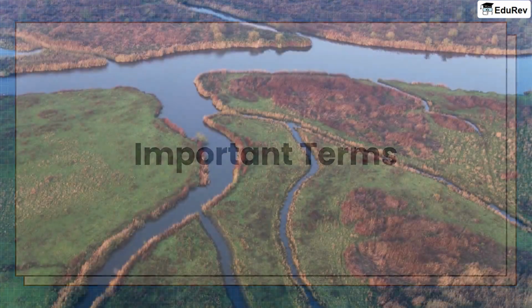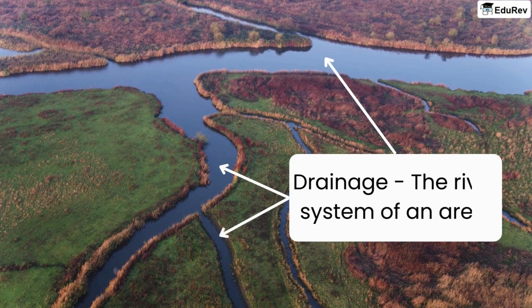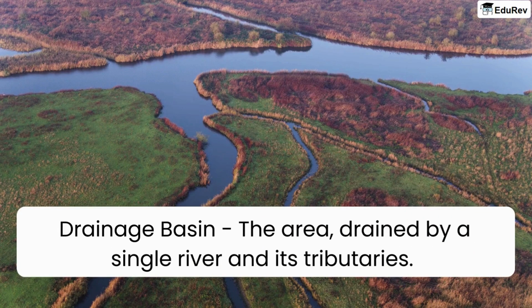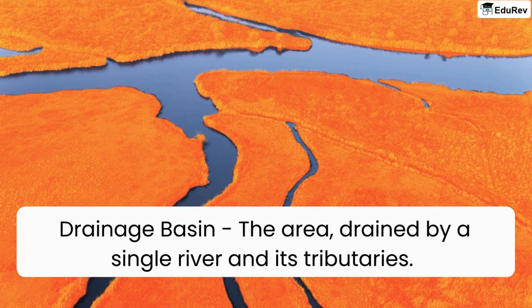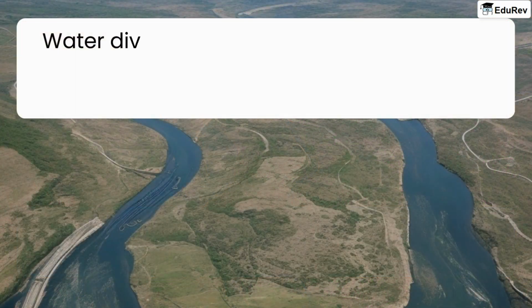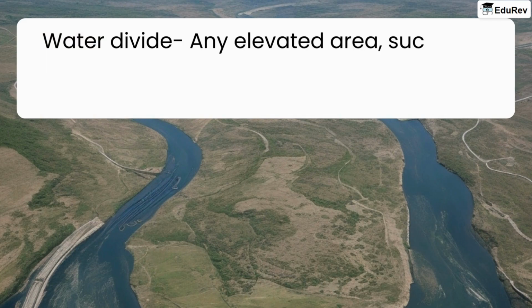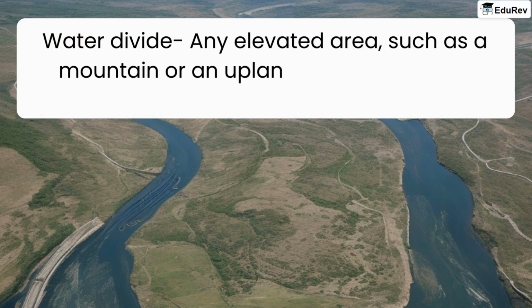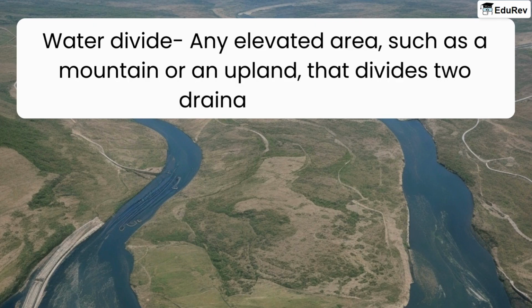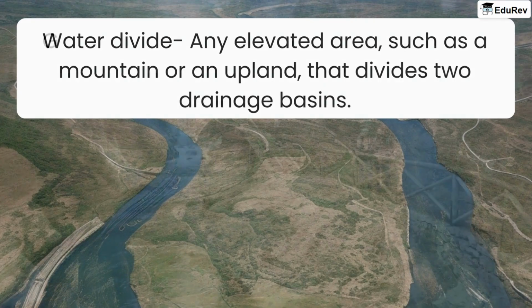The first term which we have already studied is drainage, the river system of an area. Drainage basin. The area drained by a single river and its tributaries is called drainage basin. Like, this complete area is drained by this river, so the area will be called the drainage basin. Water divide. Any elevated area, such as a mountain or an upland, that divides two drainage basins.